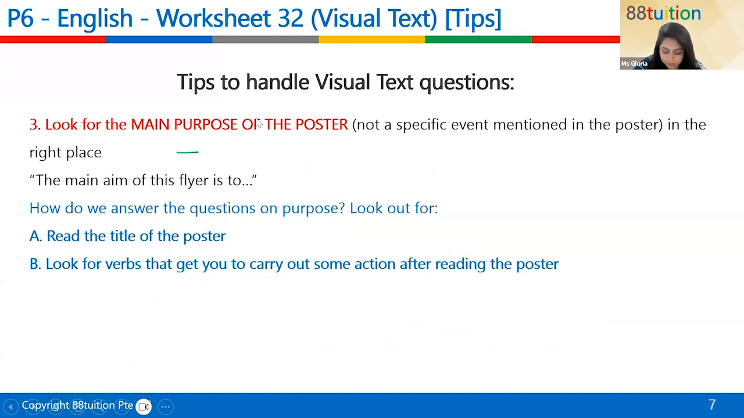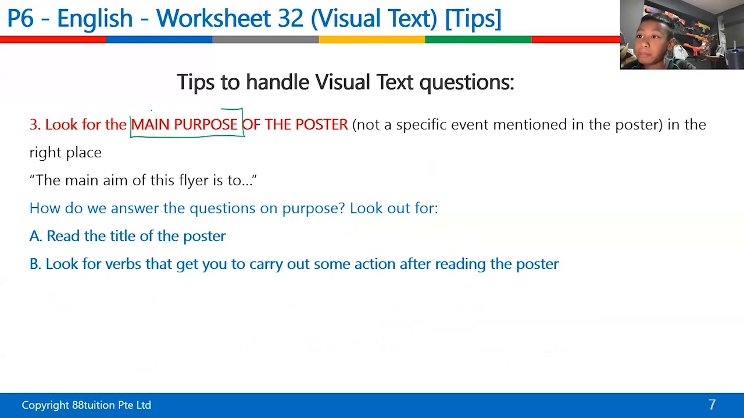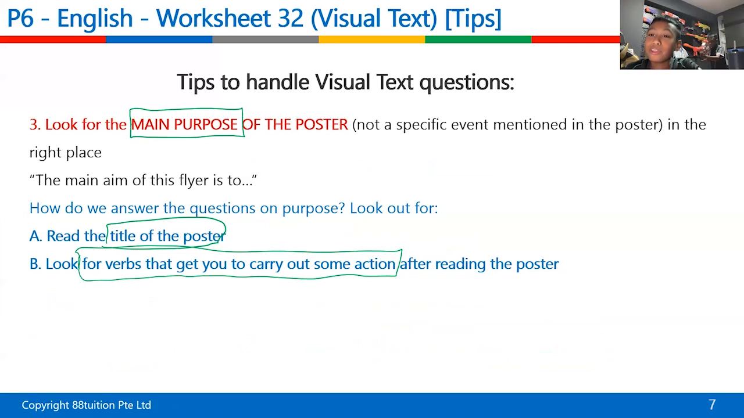Ayman, can you read this? Look for the main purpose of the poster, not a specific event mentioned in the poster. The main aim of this flyer is to... How do we answer the questions on purpose? Look out for A. Read the title of the poster.